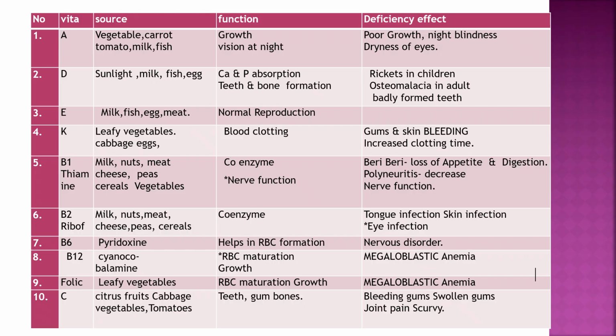B6, pyridoxine, helps in RBC formation. Deficiency: nervous disorder. B12, cyanocobalamin. Function: RBC maturation and growth. Deficiency: megaloblastic anemia. Folic acid, source: leafy vegetables. Function: RBC maturation and growth. Deficiency: megaloblastic anemia. Vitamin C, source: citrus fruits, cabbage, vegetables, tomatoes. Function: teeth and gum bones. Deficiency: bleeding gums, swollen gums, joint pain, scurvy.